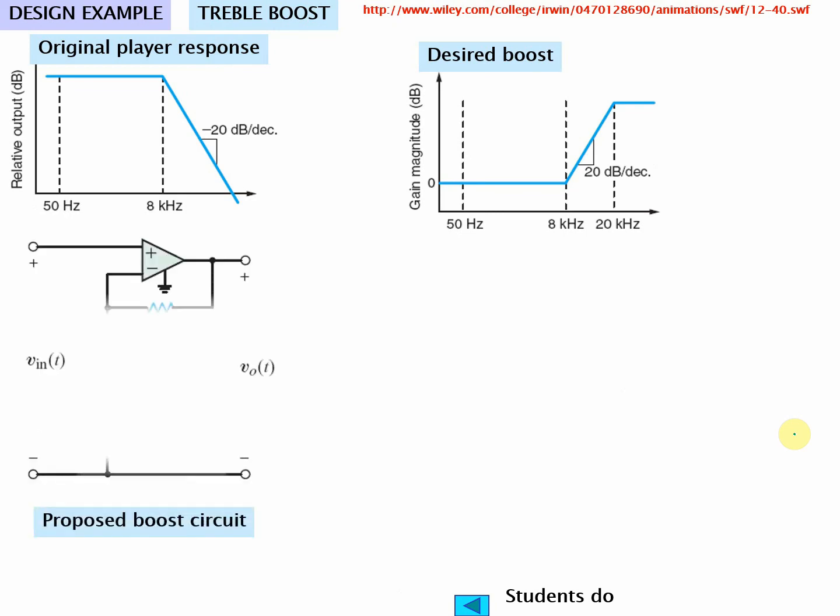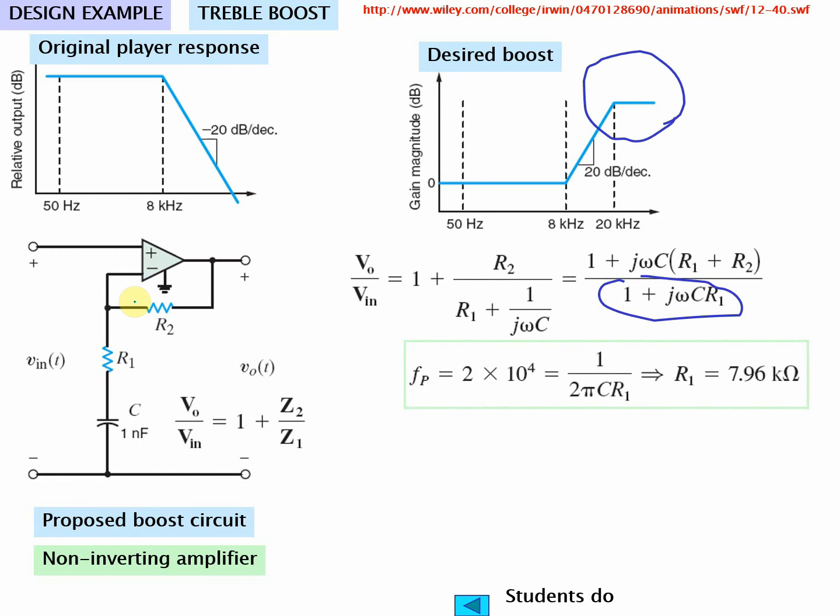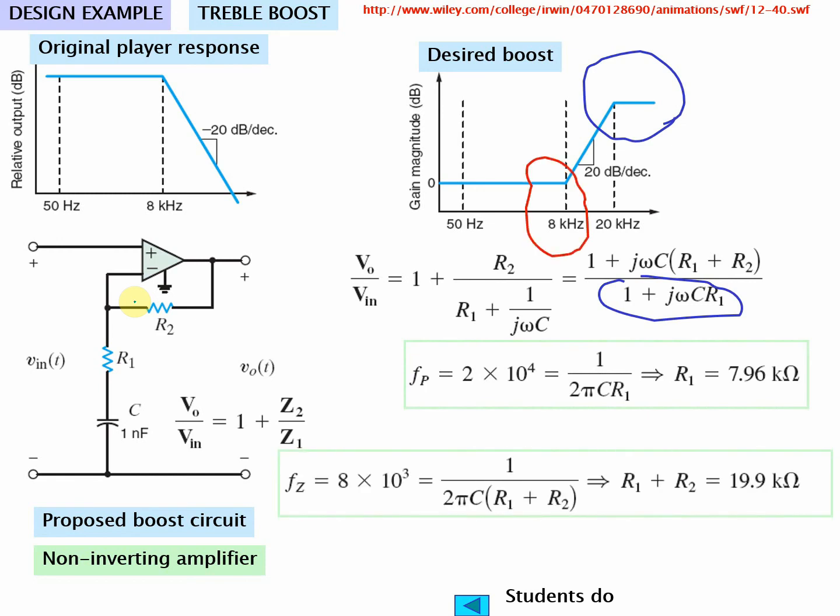Treble boost, just the flip of that. Same idea. So you get the high frequencies. You just design the cutoff points. You design the 0 here, and pole here.